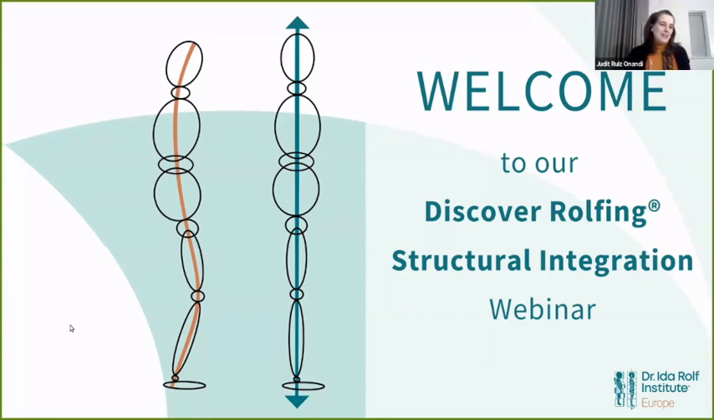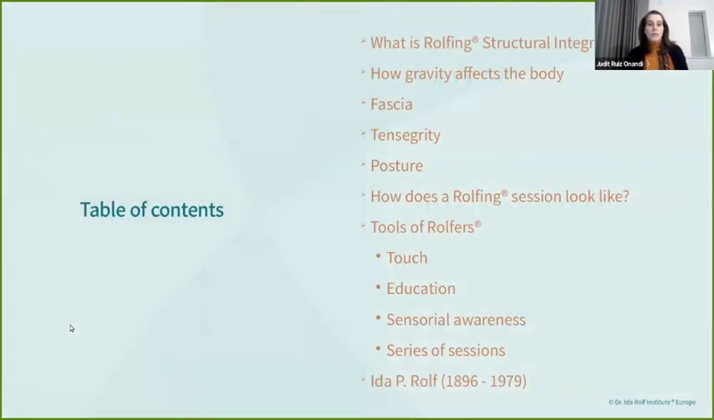So we have half an hour for questions and answers. I'm going to talk about what Rolfing structural integration is. Of course, why do we give so much importance to gravity? What's fascia, which is our focus as Rolfers? How do we look at posture through the tensegrity model? What does a Rolfing session look like? The tools that we use as Rolfers, and finally, I'm going to talk about Ida Rolf. Nevertheless, I'm actually going to start with her, if you don't mind.